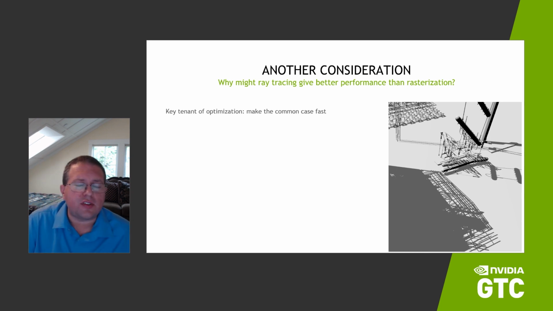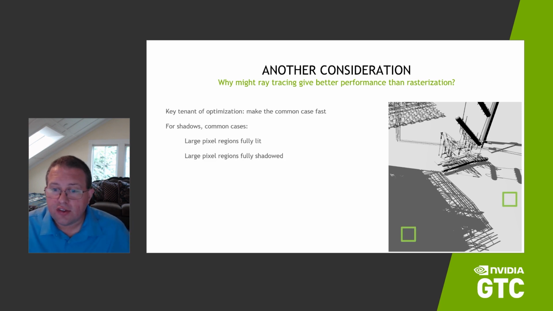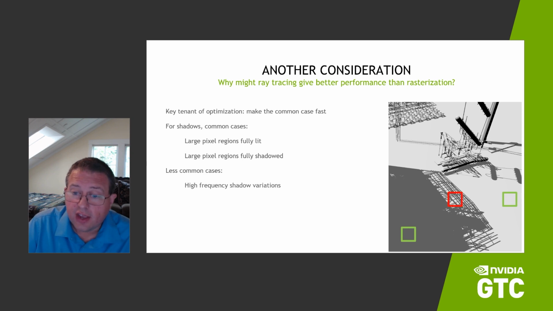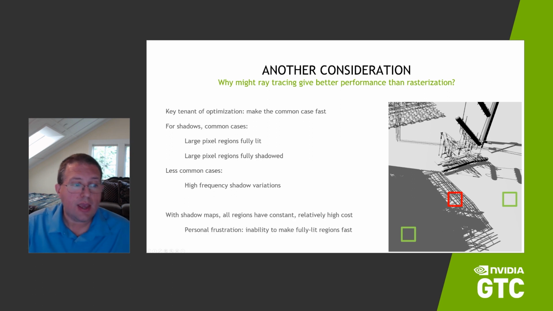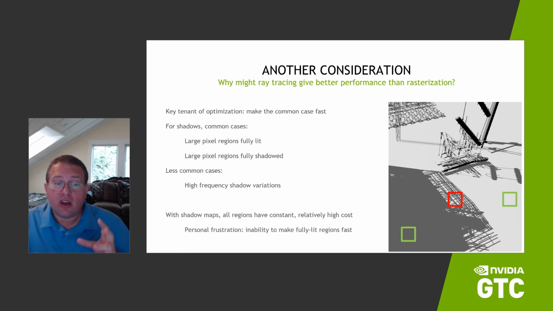Another consideration is that the key tenet of performance optimization, of course, is to make the common case fast. So if you look at a shadow map rendering like, say, this one here, and consider what the common cases are, they are areas like this or this, where you have large regions of pixels that are fully lit or fully shadowed. And the less common case are regions like this, where you have high frequency variation in the visibility. But with shadow mapping, all of these regions have constant and actually relatively high cost. And as a researcher, a personal frustration of mine has been in this region here with the fully lit regions, that I have not been able to make those significantly faster than these other two regions.